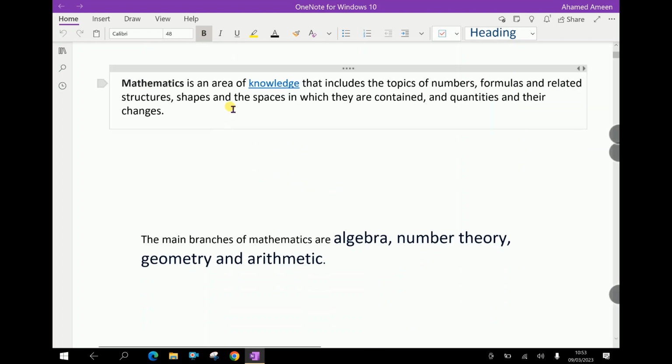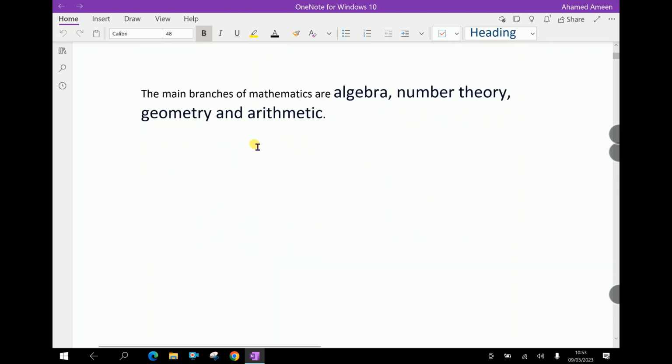Mathematics is an area of knowledge that includes the topics of numbers, formulas and related structures, shapes and the spaces in which they are contained, and quantities and their changes. Really, mathematics is a vast area. This is a very small definition of it.